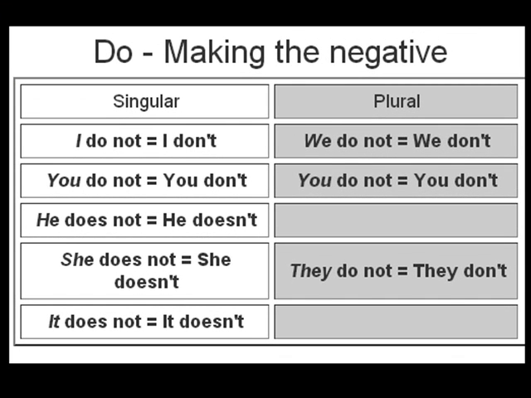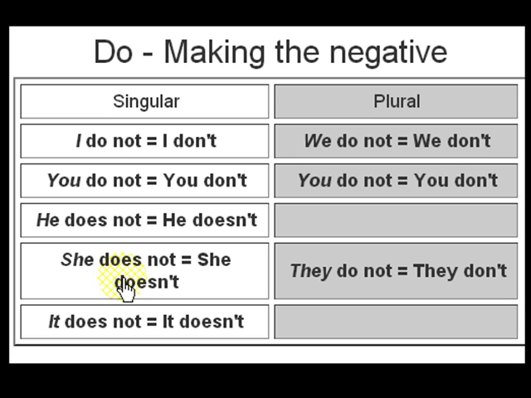This is a lesson on do making the negative. The singular form would be I do not, which contracts to I don't. Usually we use this form. You do not contracts to you don't. He does not contracts to he doesn't.